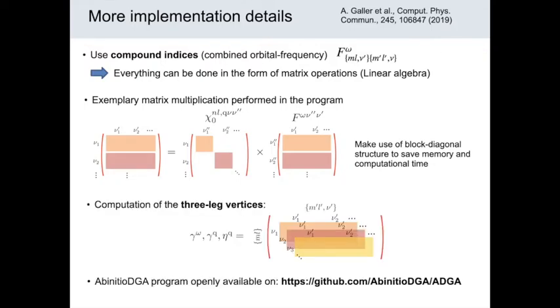Yeah, and here's another example. This is how you obtain these 3-leg vertices, which have only 2 frequency indices in this matrix form, right? It's basically the summation of the left fermionic frequency index. So there, when you sum, you end up only with the combined orbital index. Yeah, so these are just a few details about this program. And the program is openly available, so you can download and use it from this GitHub site, basically.